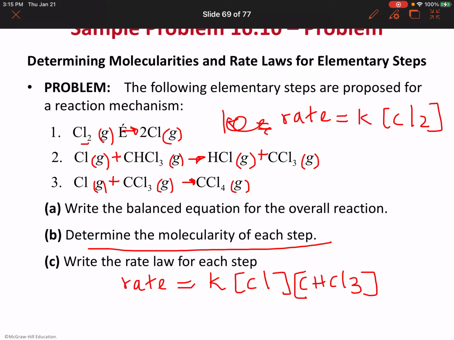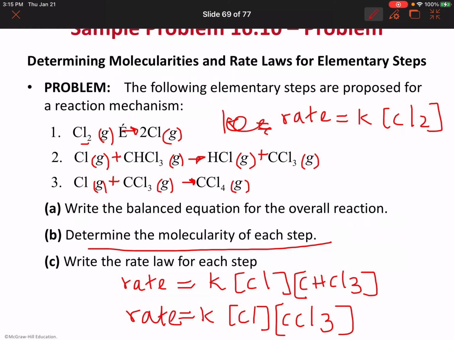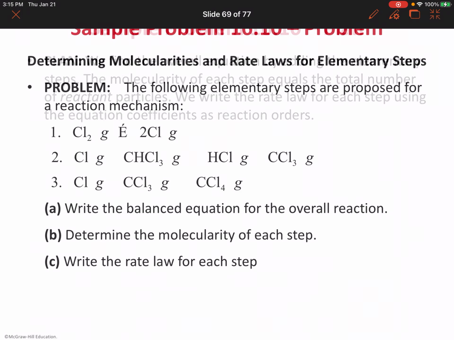Right? And then the rate law for the last one would be k, Cl first order, CCl3 first order. That's the rate for the third one. Okay, we did B and C. Now write the balanced equation. To write the balanced equation, what we do is we're going to add these 1, 2, 3 equations together.